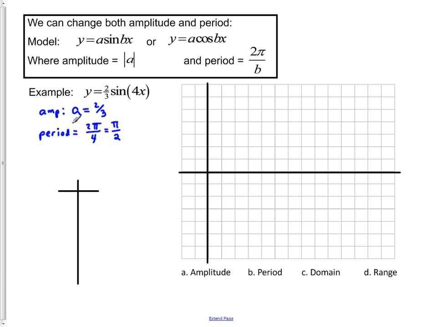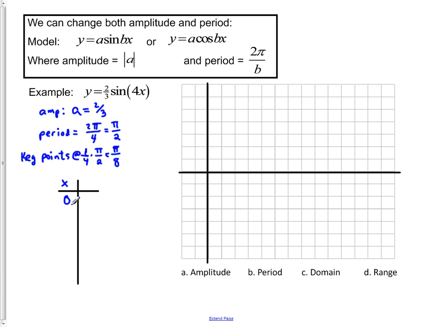Now, the one other thing that I like to add right here is that we know our period is going to start at 0 for x, and it's going to end at pi over 2. But what we need to do is find all the key points in between. So we need to get the increments for our key points, which we do by finding 1/4 of the period apart. So if we take 1/4 of pi over 2, that gives us an increment of pi divided by 8.